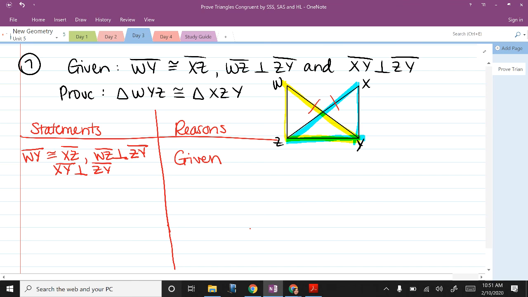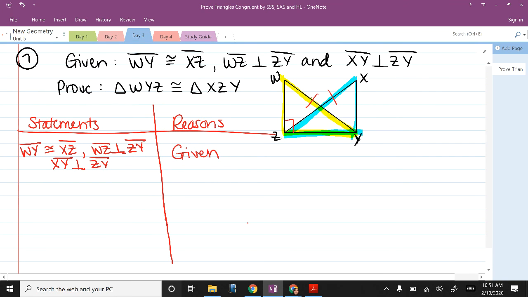So them being perpendicular means I have right triangles here, right? Y'all see that? So I can say triangle WYZ is a right triangle, and triangle XZY is a right triangle. I can do that because of the definition of perpendicular. Those perpendicular lines form right angles, making those right triangles.